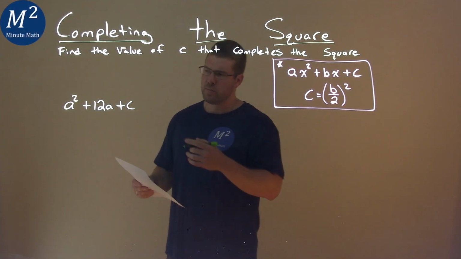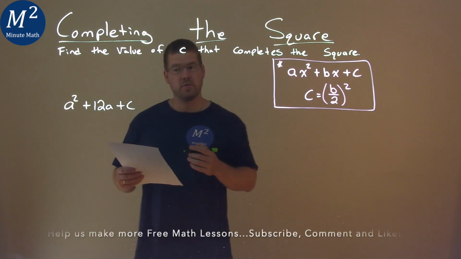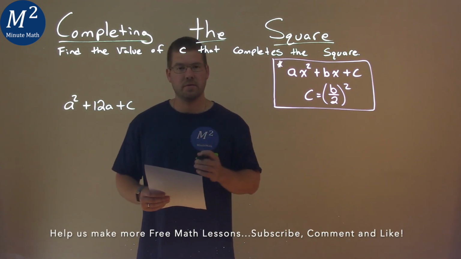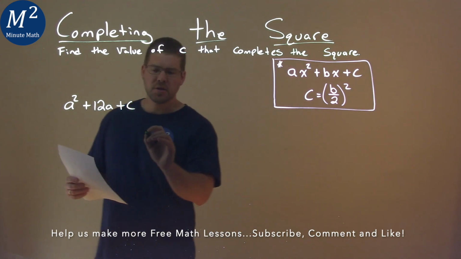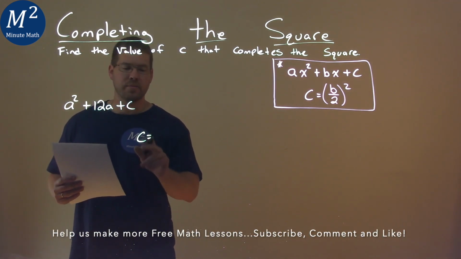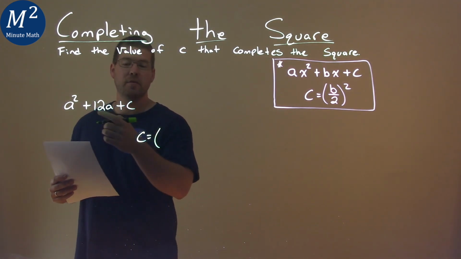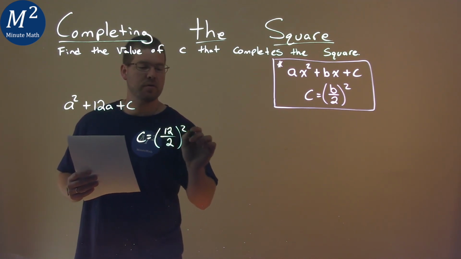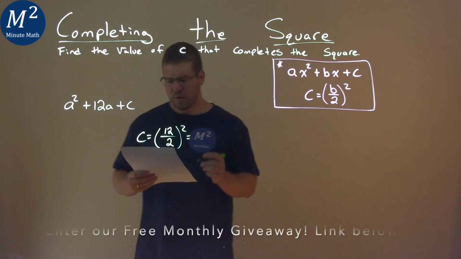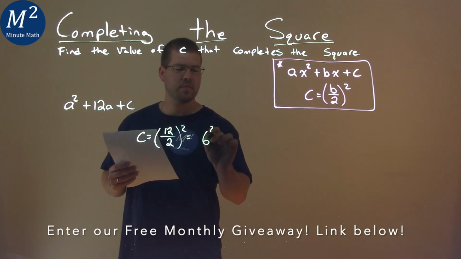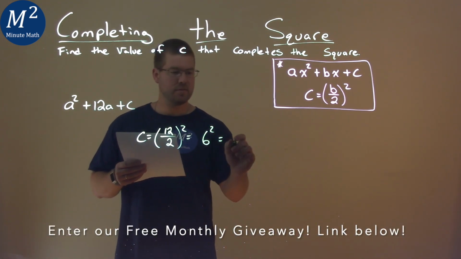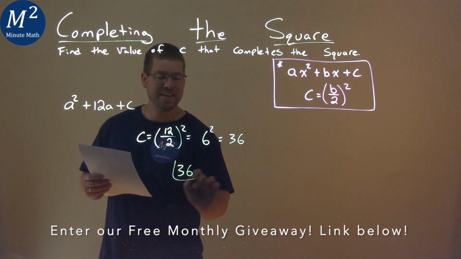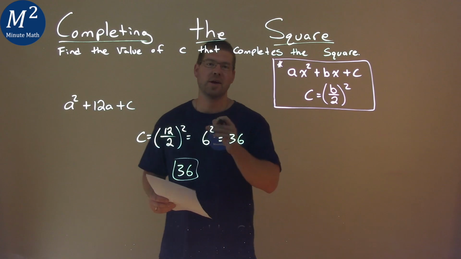We're given this problem right here, a squared plus 12a plus c, and we need to find the value of c that completes the square. Our journey takes us here with our formula. C is equal to our b value, which is 12, divided by 2, all squared. Well, 12 divided by 2 is just 6. And when we square 6, that's 36. And so 36 is the value of c that completes the square.